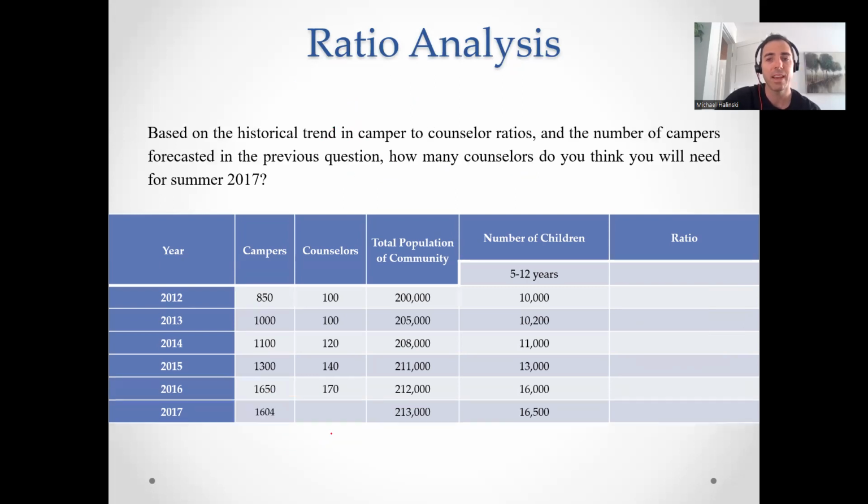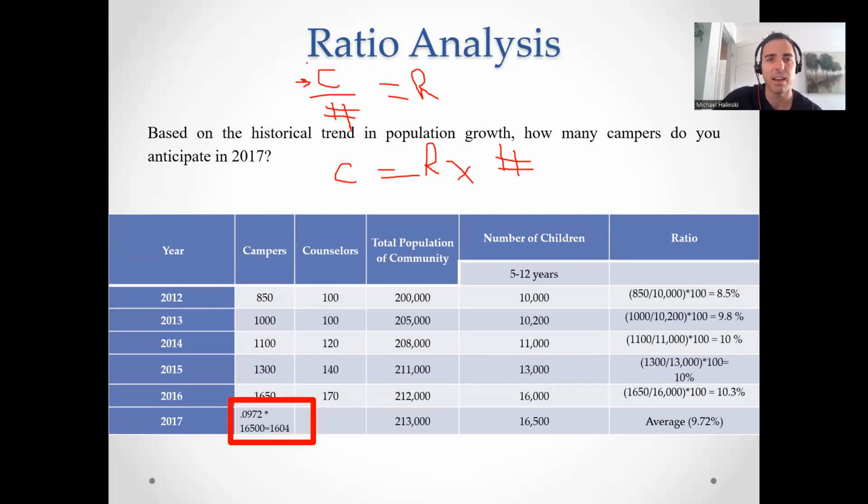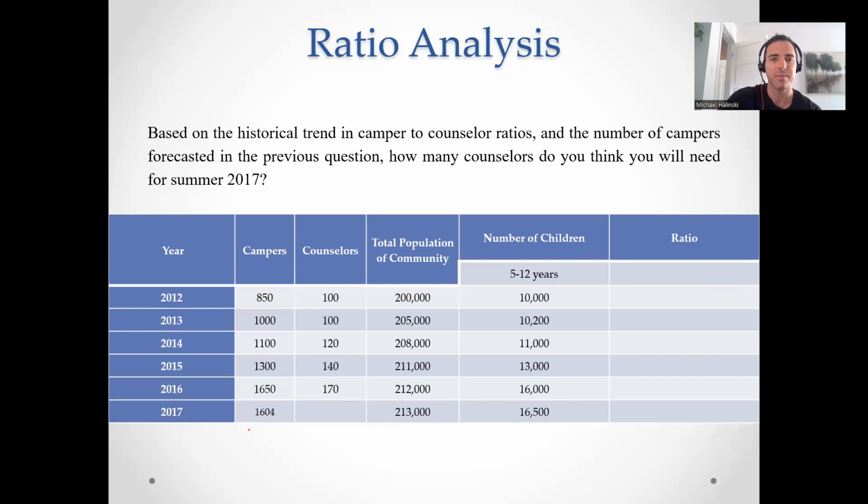So now, you've answered. Is the question just how many campers? Yeah, it's not saying how many new campers. It's just saying how many campers, so you don't have to do any subtraction or anything like that. The 1604 is the final answer.